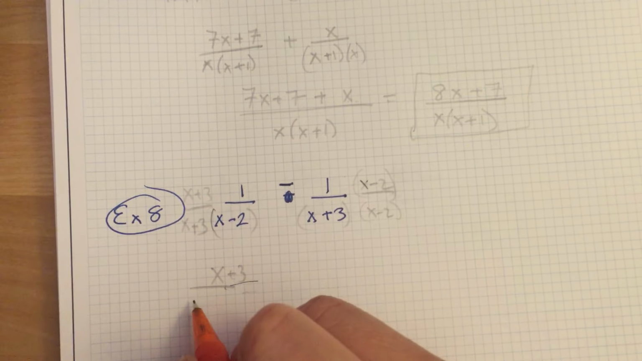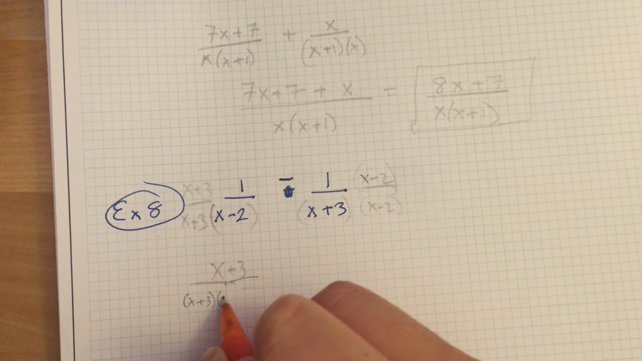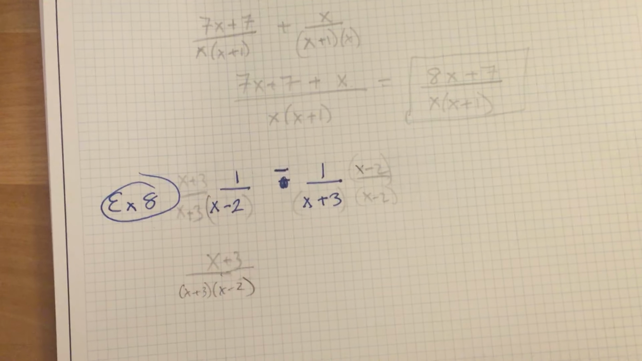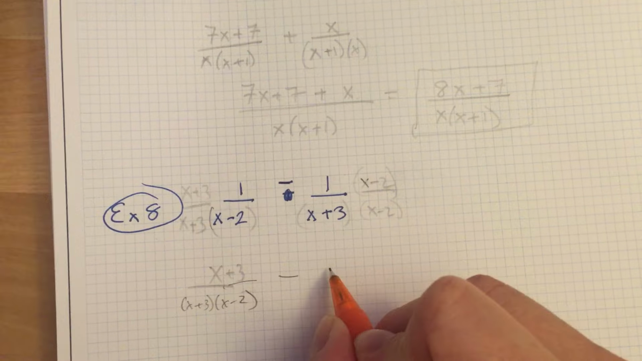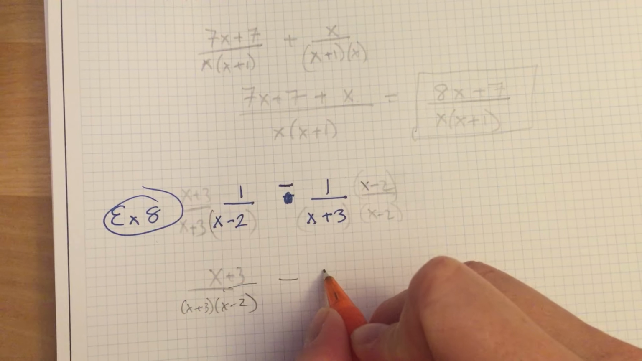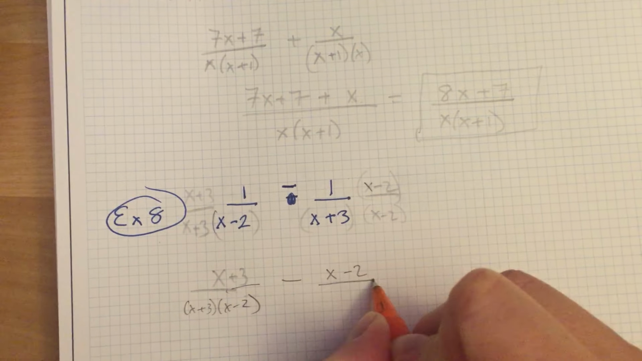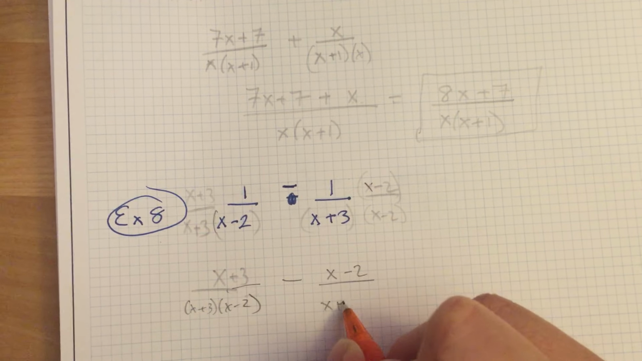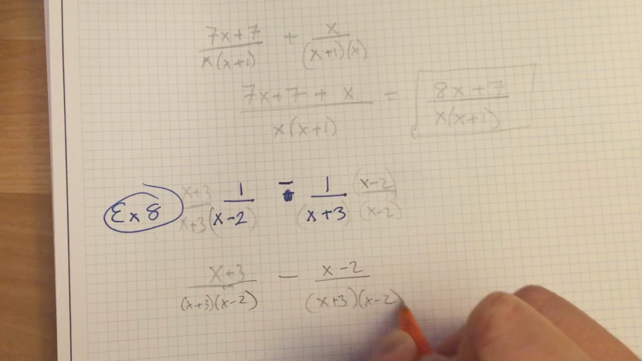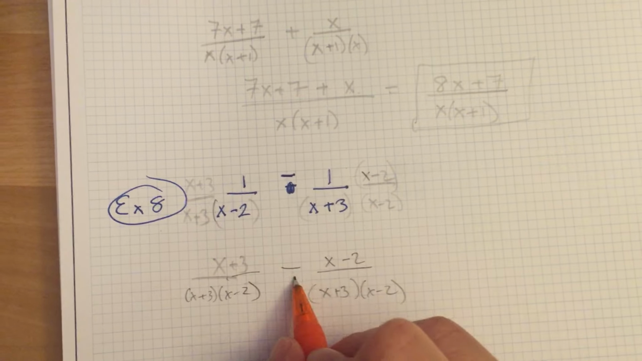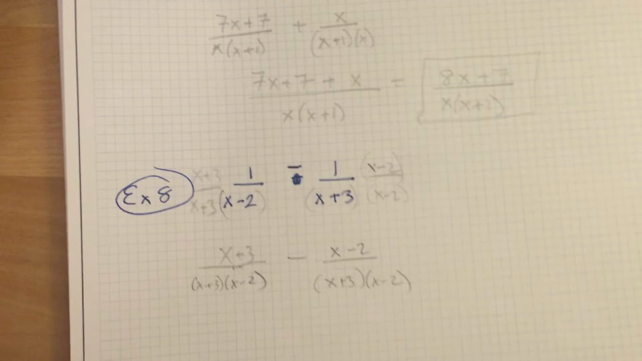Better. Okay. Then x plus 3, x minus 2. Again, I'm not going to distribute it yet. Minus, and 1 times all of this, so that would be x minus 2, and then x plus 3, and x minus 2. Same denominator. Now be careful with the subtraction, right? Make a note right here.